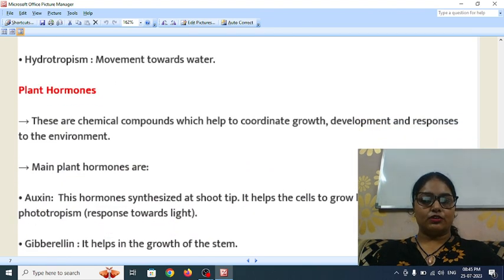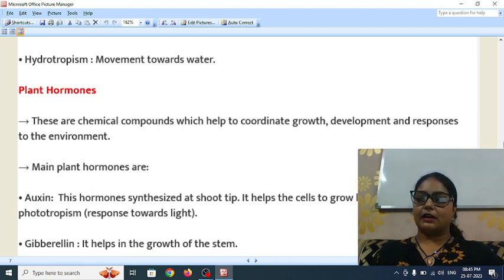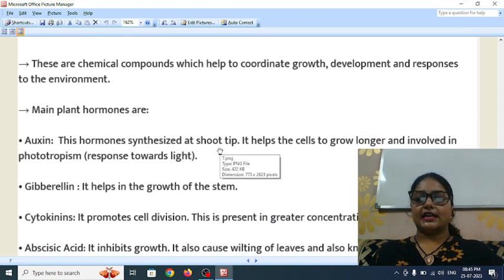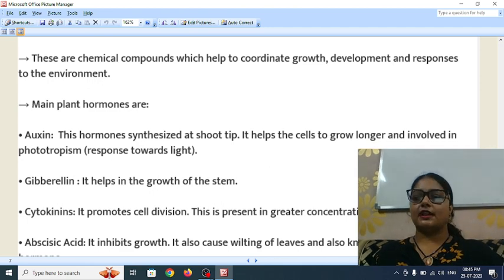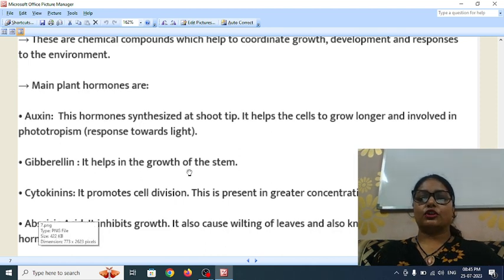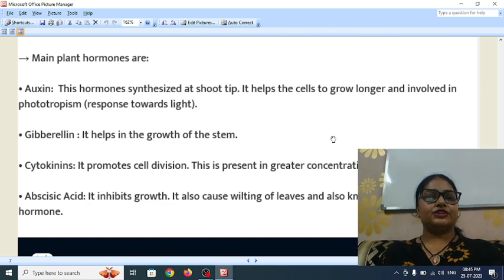Now, plant hormones are chemical compounds which coordinate the growth, development and response towards the environment. The main plant hormones are auxin, the hormone synthesized at the shoot tip. It helps the plant grow longer, and it gives the response to grow the plant towards the sunlight. And now, gibberellin helps the growth of the stem. Growth of the stem is initiated by gibberellin.